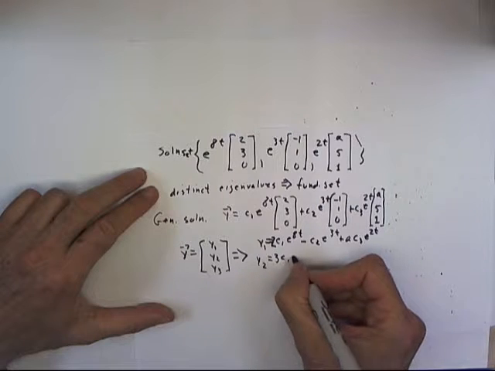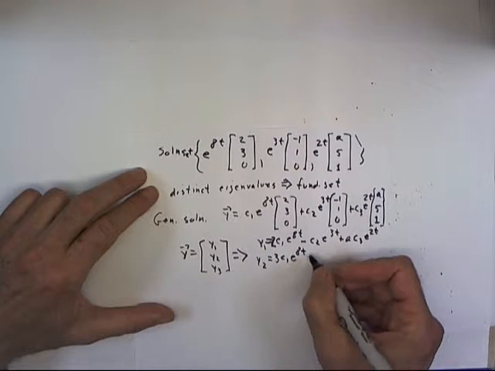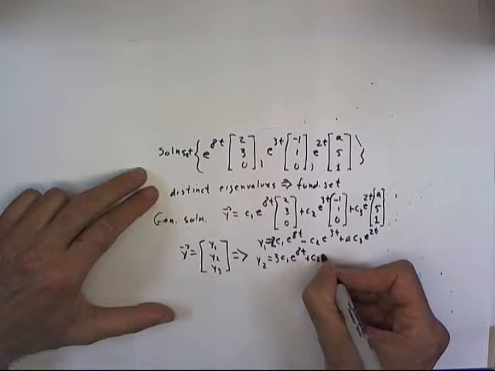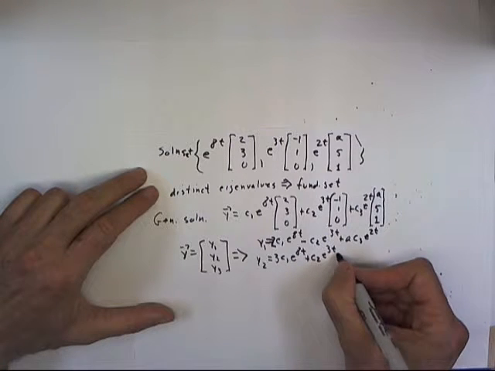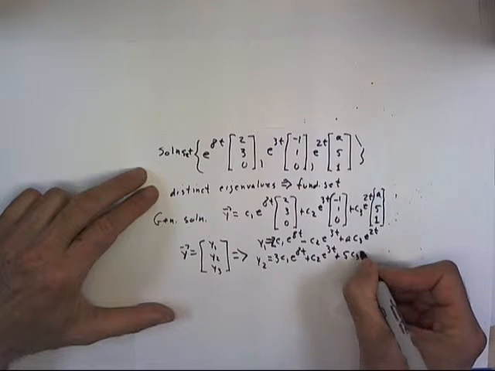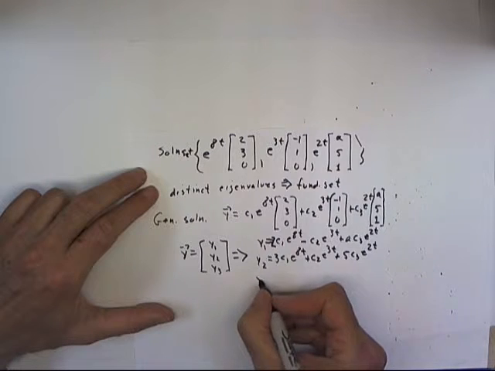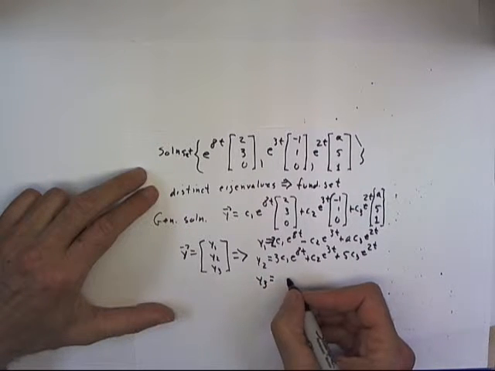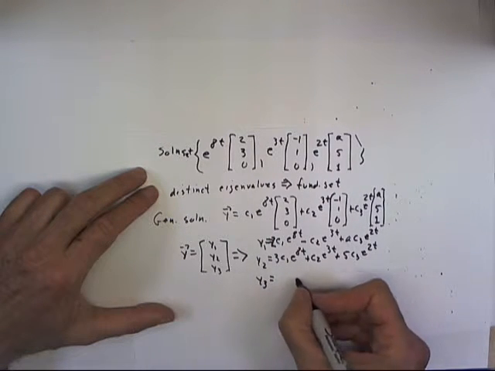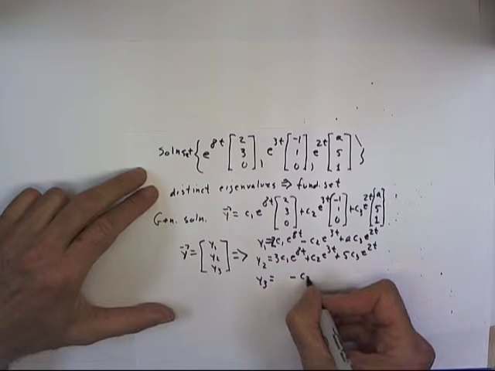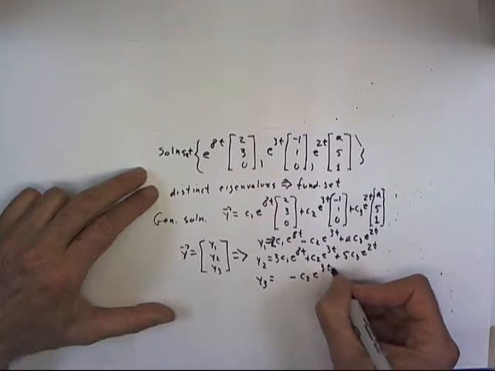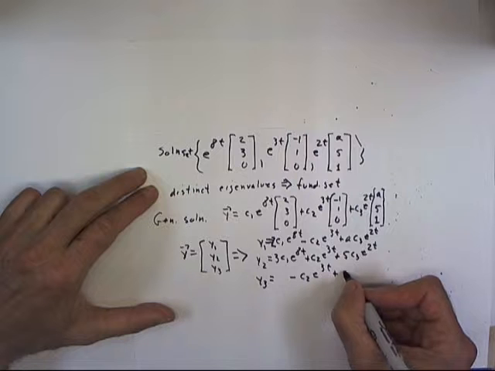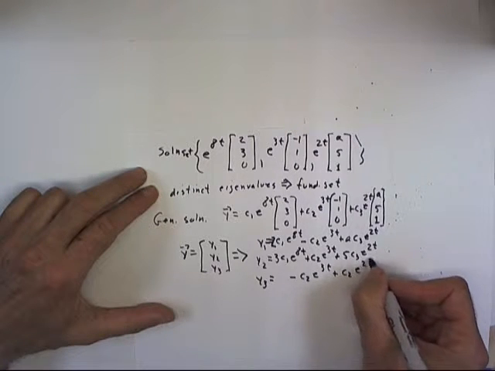Okay, y2 is 3c1 e to the 8t plus c2 e to the 3t plus 5c3 e to the 2t, and y3 is none of this, so it's just negative c2 e to the 3t plus c3 e to the 2t.